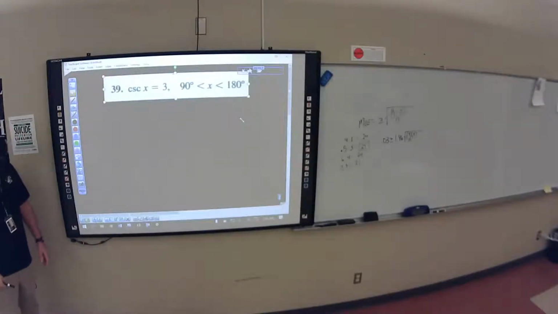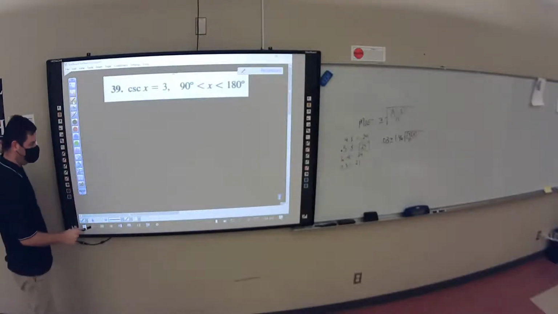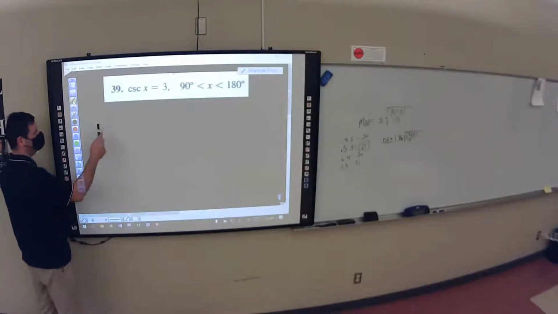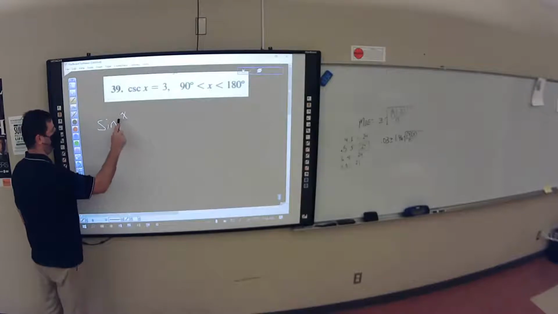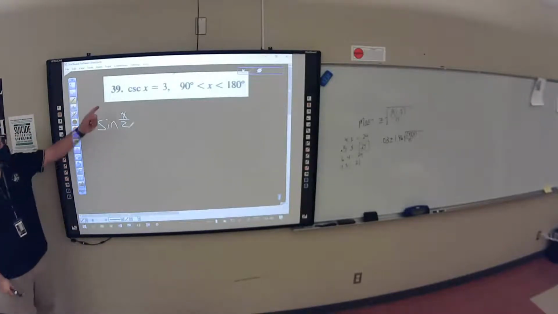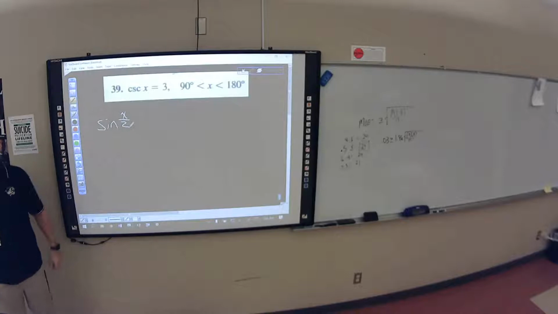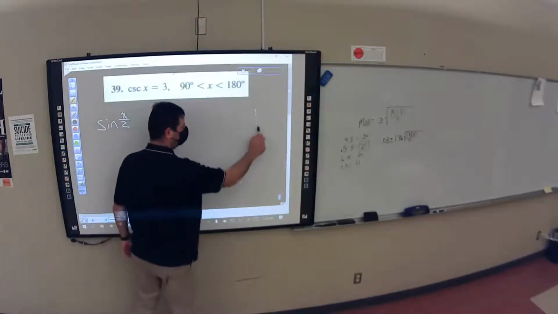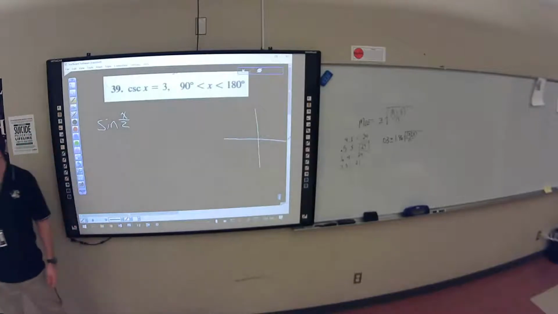All right. They want me to find sine, cosine, tangent of the half angles. So I'll just do sine of x over 2. That's the one I want to find. They're telling me that cosecant of x equals 3, which is a little weird. And they're telling me that x is between 90 and 180 degrees. So all they're telling me is that x happens to be in quadrant 2.